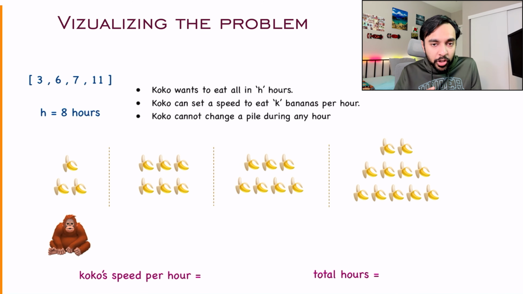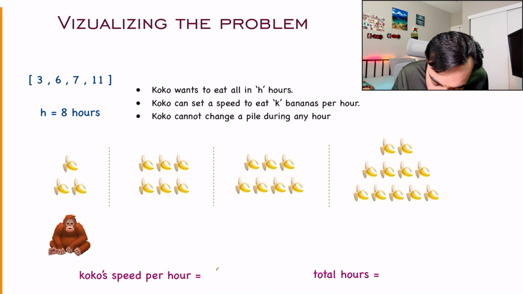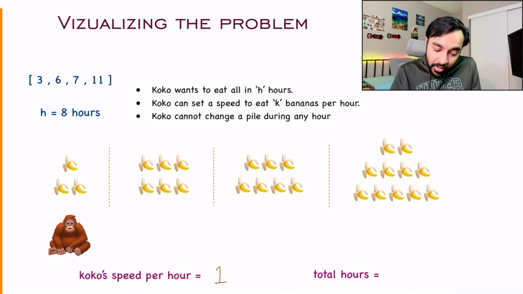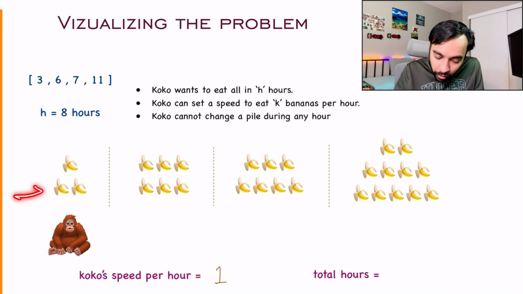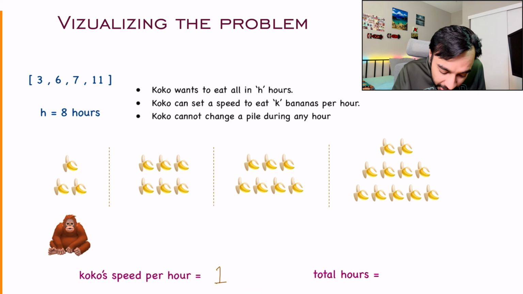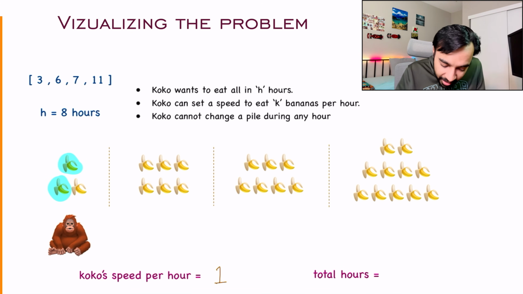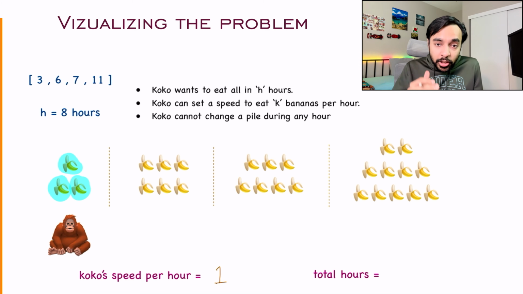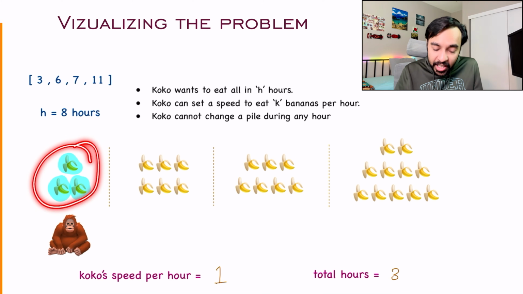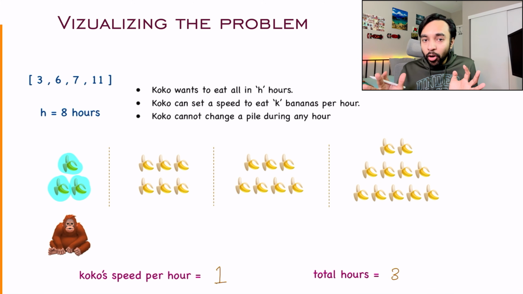Now, according to the question, Koko can set an eating speed. Let us say Koko eats only 1 banana per hour, correct? Now she has to start eating all of these bananas. In the first pile, I have 3 bananas. So in the first hour she will eat 1 banana, this will be for the second hour and this will be for the third hour, correct? Up till now, Koko has taken a total of 3 hours, and she has only eaten 1 pile. Koko has to eat all the bananas.